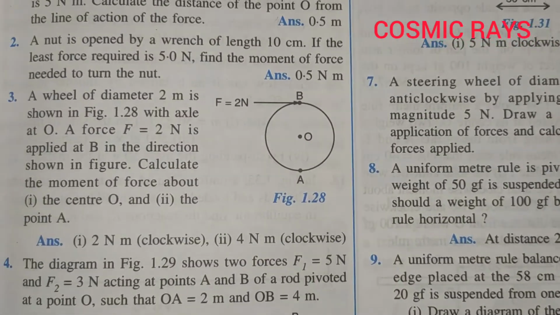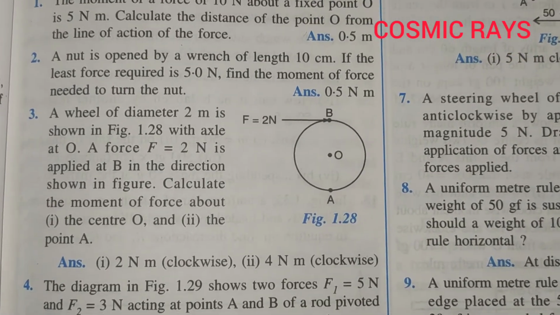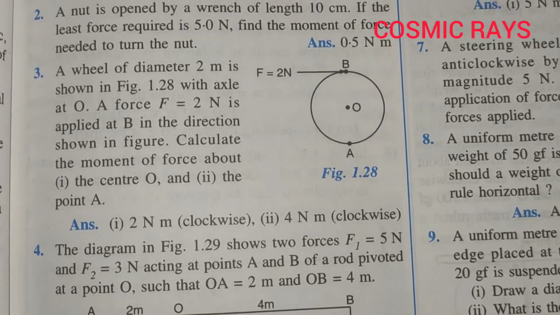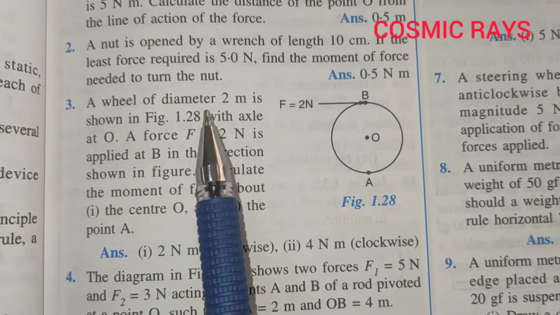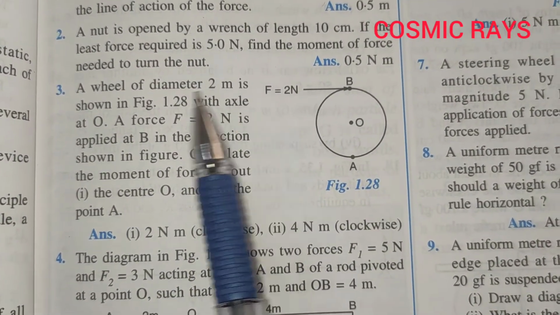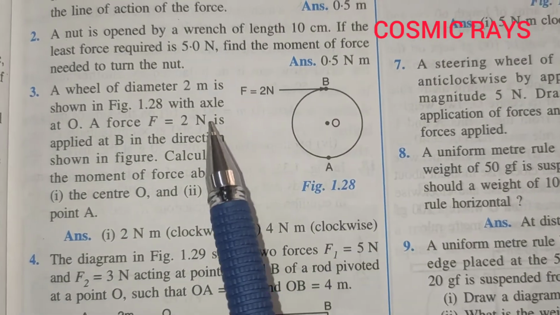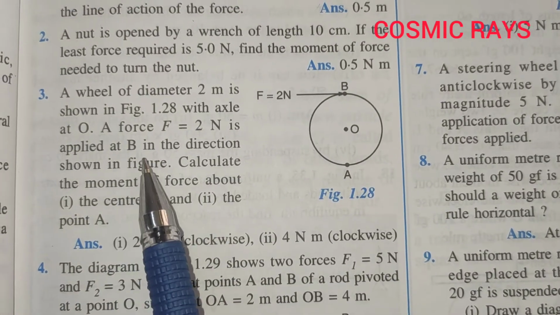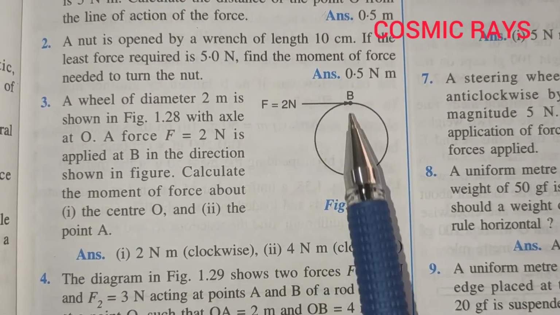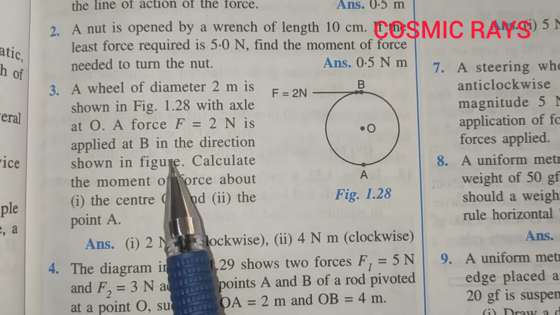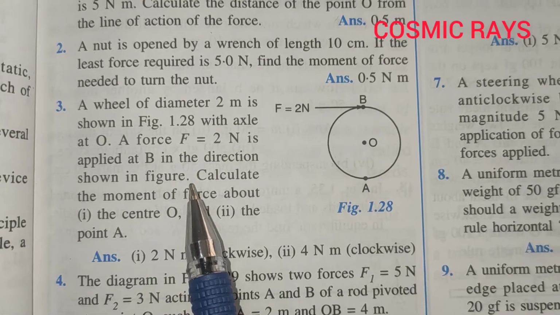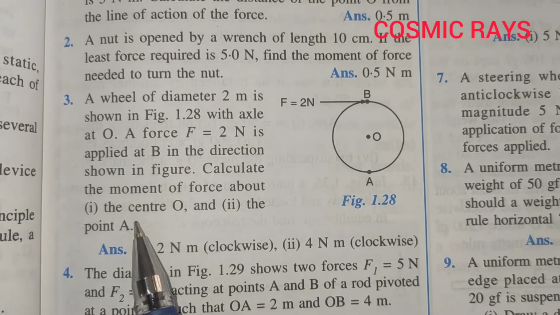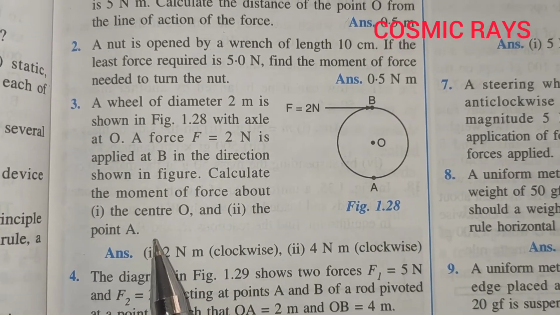Now second question, you can just try using the same formula, moment of force is equal to F cross R. We try the next question, question number 3. It says a wheel of diameter 2 meter is shown in figure 1.28, with axle at O. A force equal to 2 Newton is applied at B. These are the two points, point A and point B, in their directions shown in the figure. So this is the direction of force applied. This will make a clockwise moment. Calculate the moment of force about the center O and the point A.